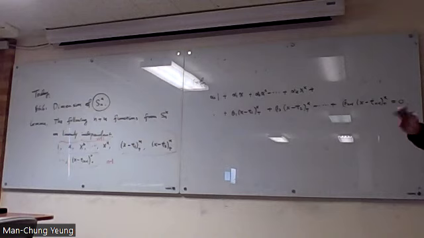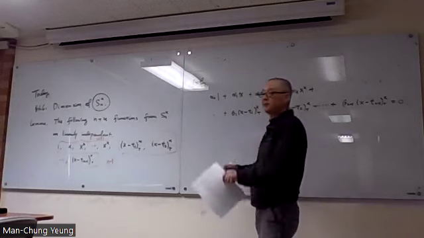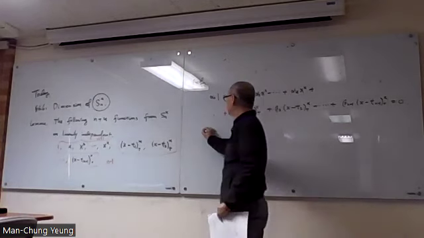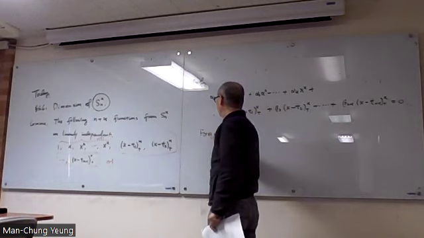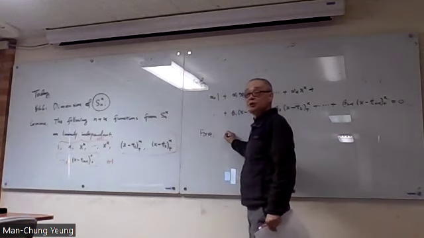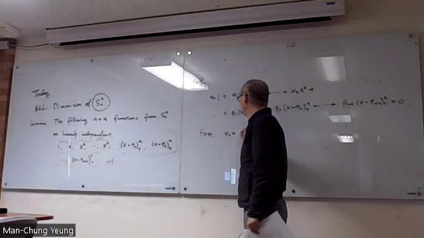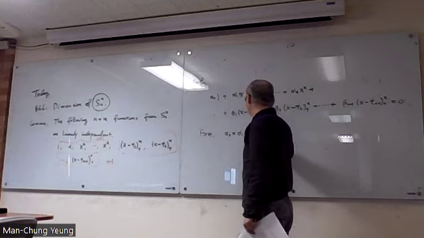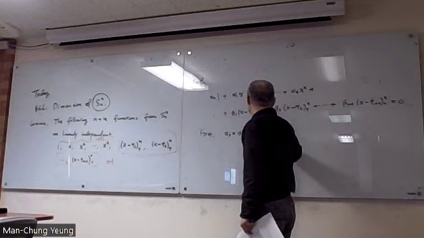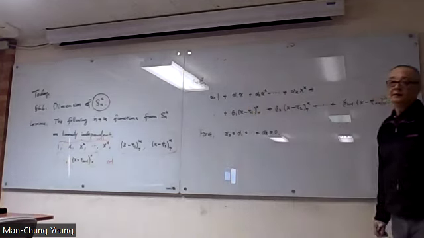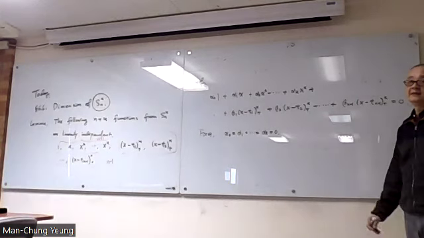Which solution? Alpha 0 is 0, alpha 1 is 0. All coefficients are zero. I want to show that this equation has only one solution. First, I want to show that alpha 0, alpha 1, up to alpha k must be 0. How to solve this? Easy.